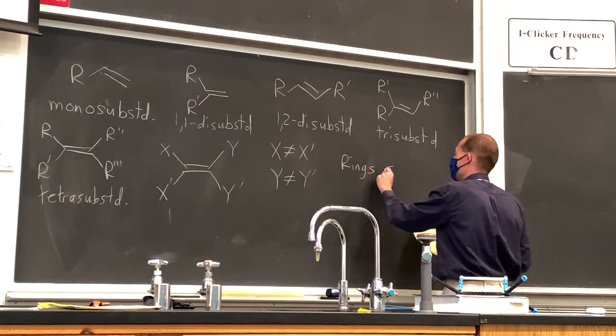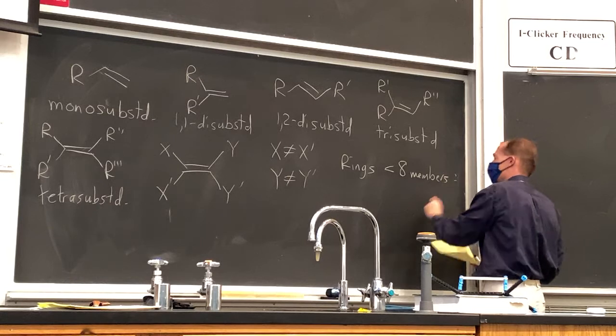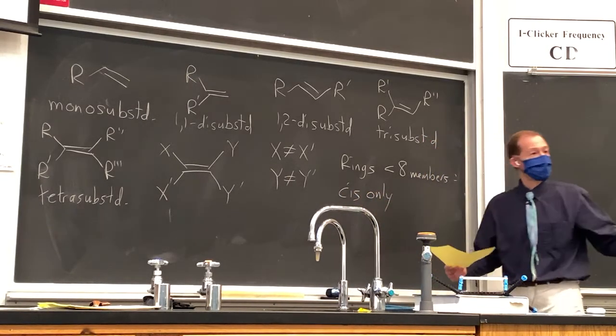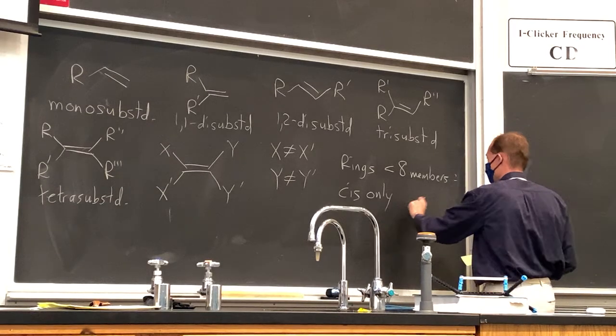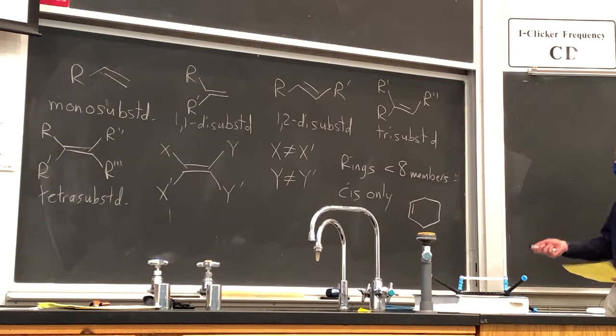If those rings have less than 8 members, they can only accommodate a cis double bond. So if we draw cyclohexene, you see it's got a cis double bond. Try and draw it with a trans double bond. It won't work.